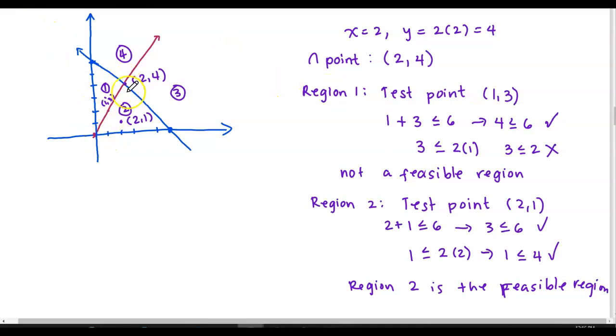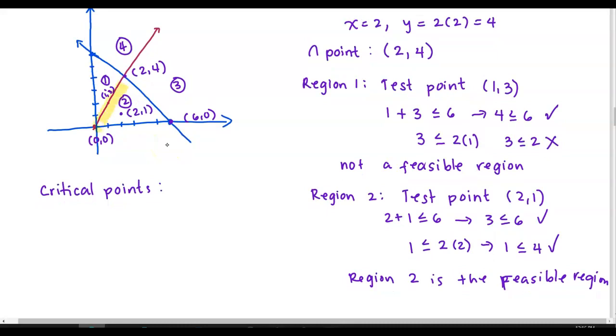So now that we have identified region 2 as our feasible region, we'll go ahead and identify the rest of the critical points. This is the x-intercept, that is actually the point (6, 0). This is the point (0, 0). So our critical points are the vertices of our feasible region. So the feasible region is this given region here.